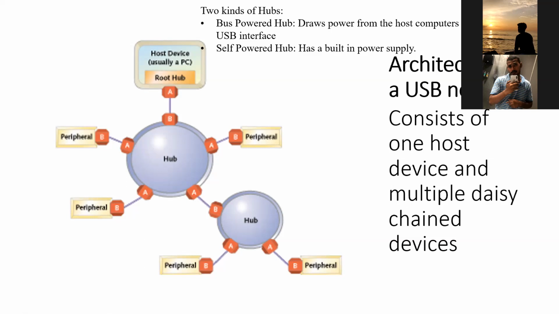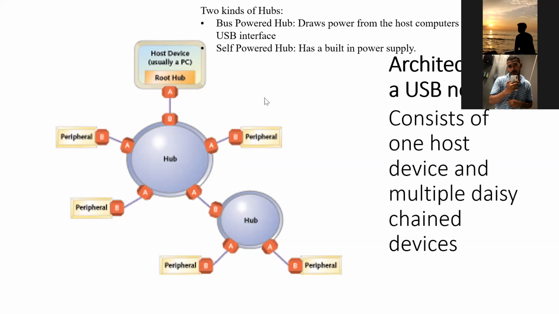So all authority will be decided by the host. The host is nothing but our PC. Through the hub, I can connect various peripheral devices. I told you nearly 127 peripheral devices are there. And now we have two types of USB: bus powered and self powered.